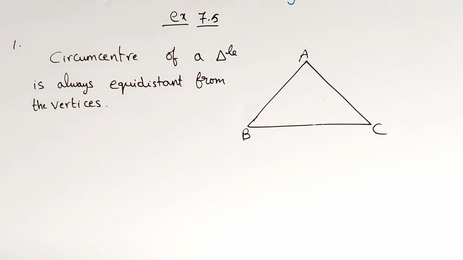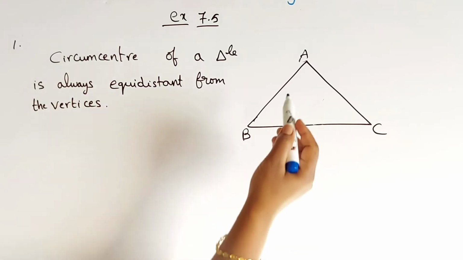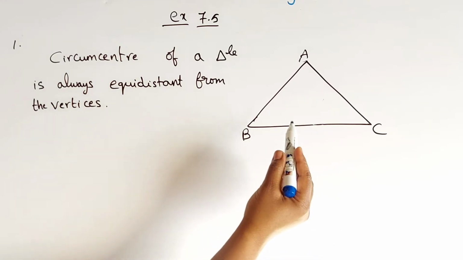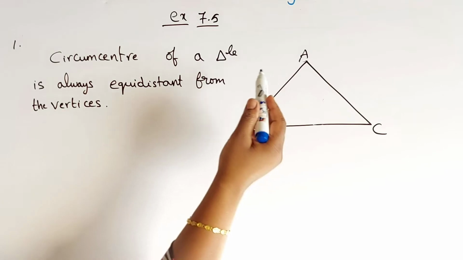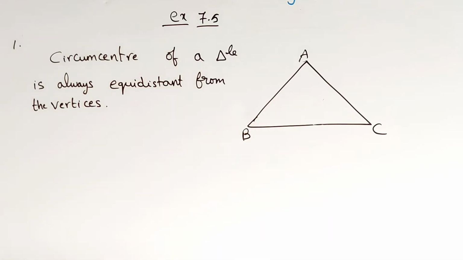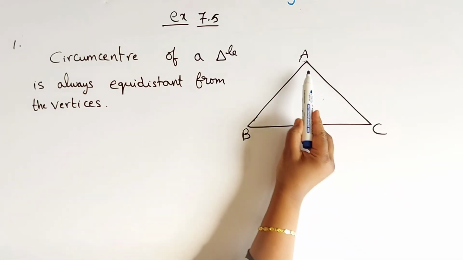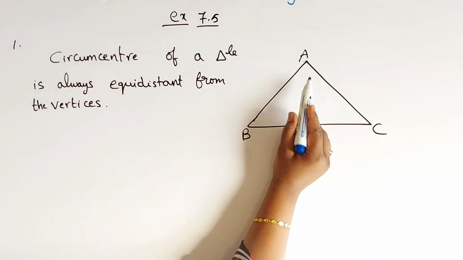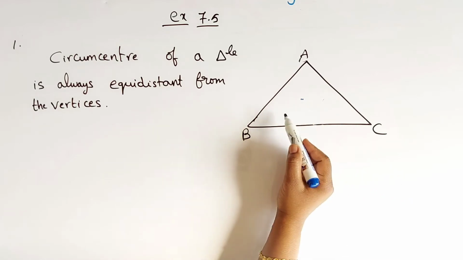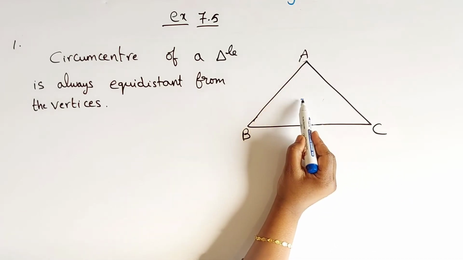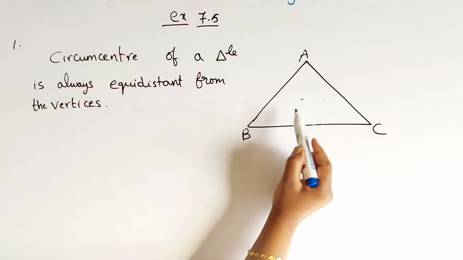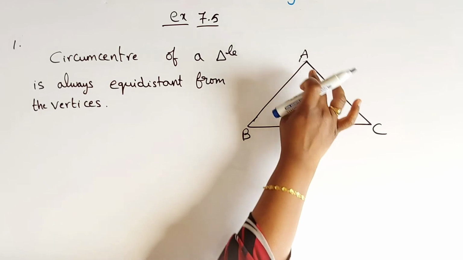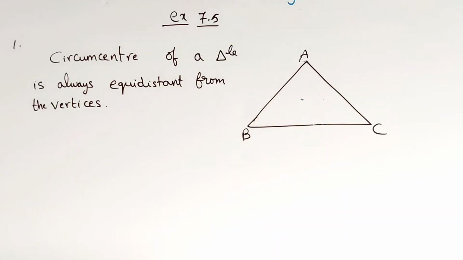Let us start exercise 7.5, children. First question. ABC is a triangle. Locate a point in the interior of triangle ABC which is equidistant from all the vertices of triangle ABC. This is the triangle, children, ABC. We have to locate one point which is equidistant from all the vertices. That means the distance from point A to this point is equal to B to this point is equal to C to this point. Right, children? These distances should be equal.